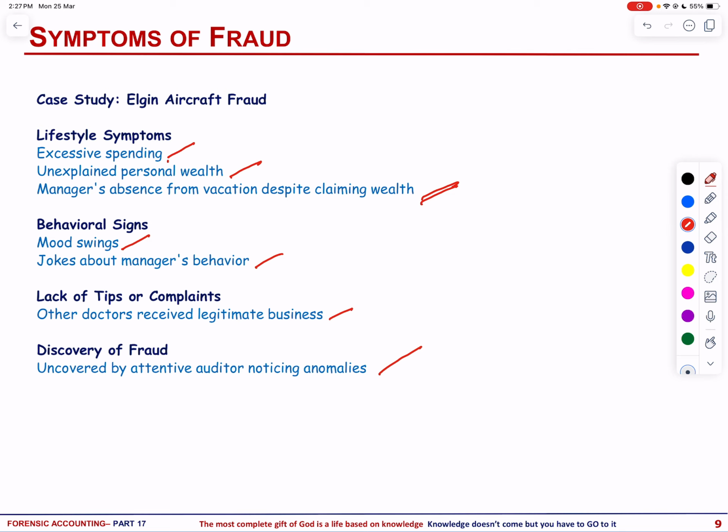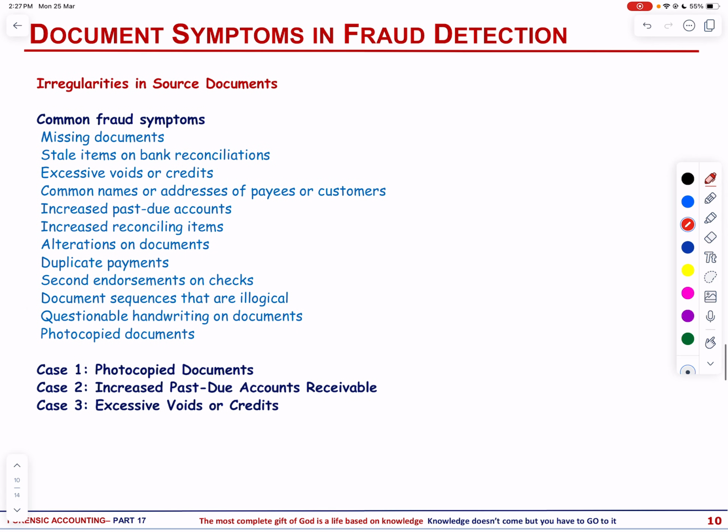Next, let us talk about document symptoms in fraud detection. Accounting anomalies often indicate fraud through issues with source documents, erroneous journal entries, and inaccuracies in ledgers. Let us examine each one of them in detail. And we start with irregularities in source documents. Now, following are the common fraud symptoms related to source documents. It may be electronic or paper.